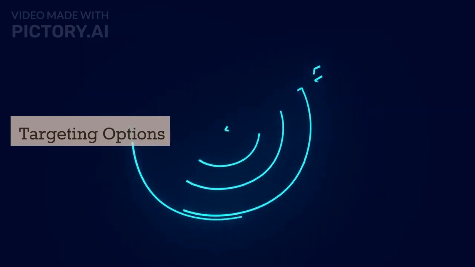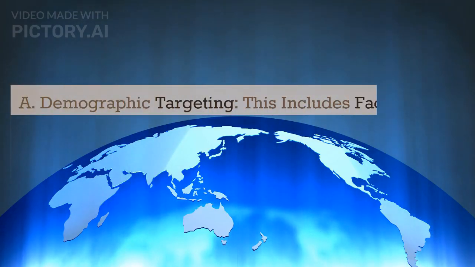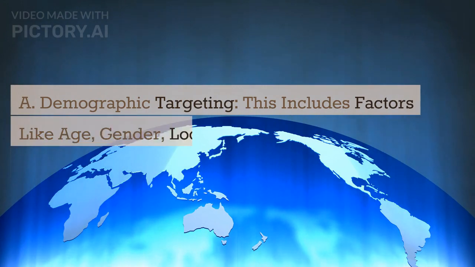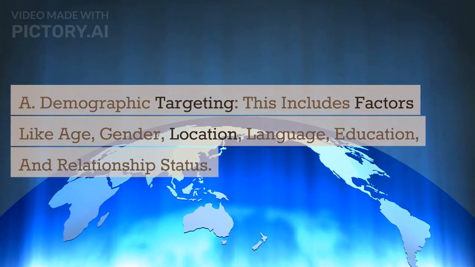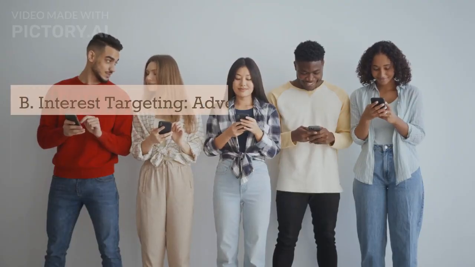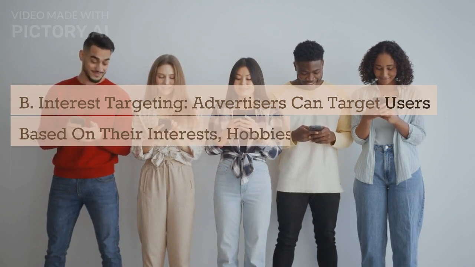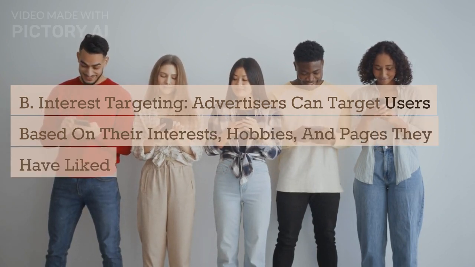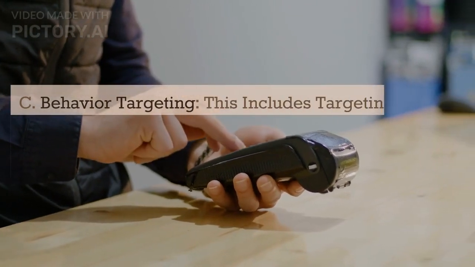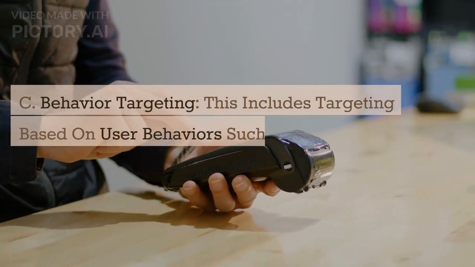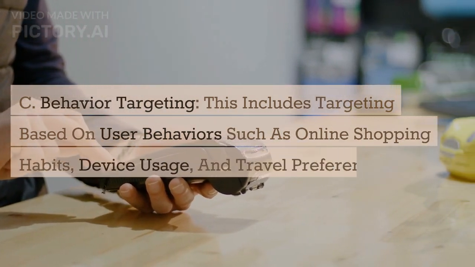Targeting options include: A. Demographic targeting. This includes factors like age, gender, location, language, education, and relationship status. B. Interest targeting. Advertisers can target users based on their interests, hobbies, and pages they have liked on Facebook. C. Behavior targeting. This includes targeting based on user behaviors such as online shopping habits, device usage, and travel preferences.